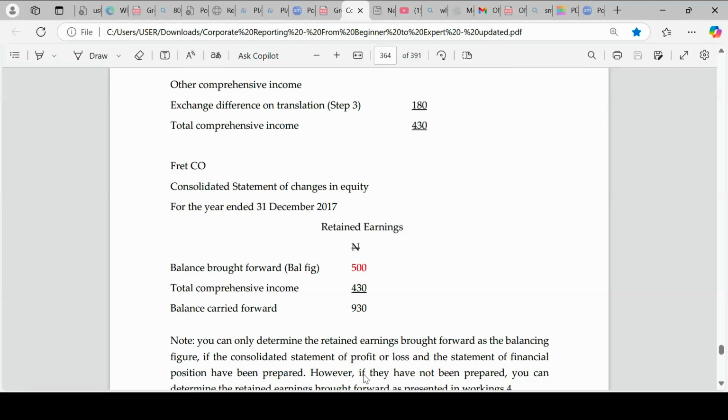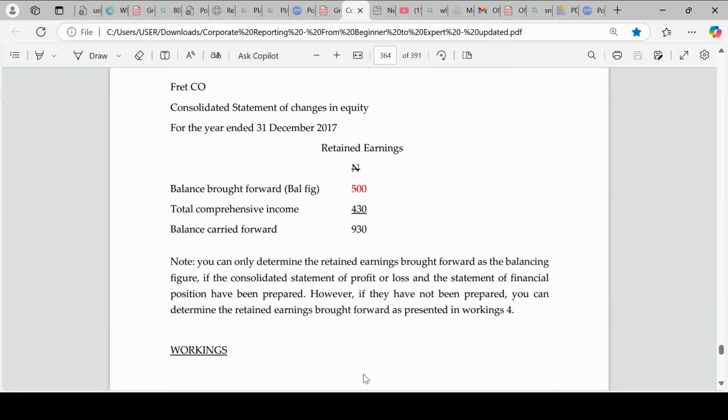And at times, the examiner would have given it to you. I think that was what they were speaking to here. They said, note, you can only determine the retained earnings brought forward as the balancing figure if the consolidated statement of profit or loss and statement of financial position have been prepared. However, if they are not prepared, you can determine the retained earnings brought forward as presented in workings 4. So you could also have it given to you and then you just work with it. By and large, I think that's what we'll be able to do today.